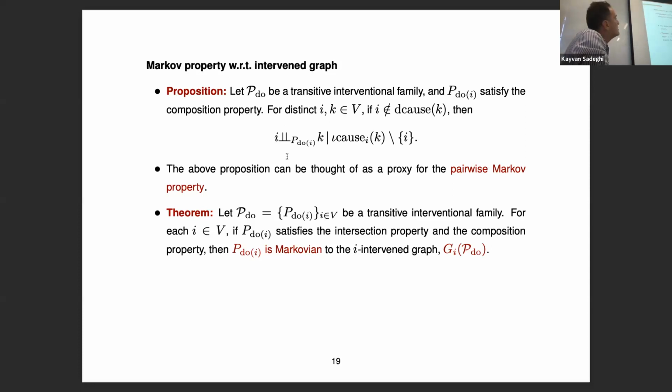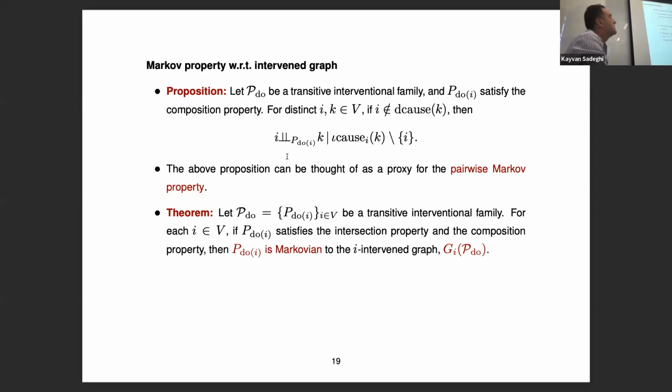And therefore, under intersection and composition, we have the global Markov property of P do I and this I intervene. So this is one of our main results, right? So let me say it properly. Let's say you have your family, which is transitive interventional. And let's say P do I satisfy intersection and composition properties. Then P do I is Markovian to the I intervened causal graph GI.